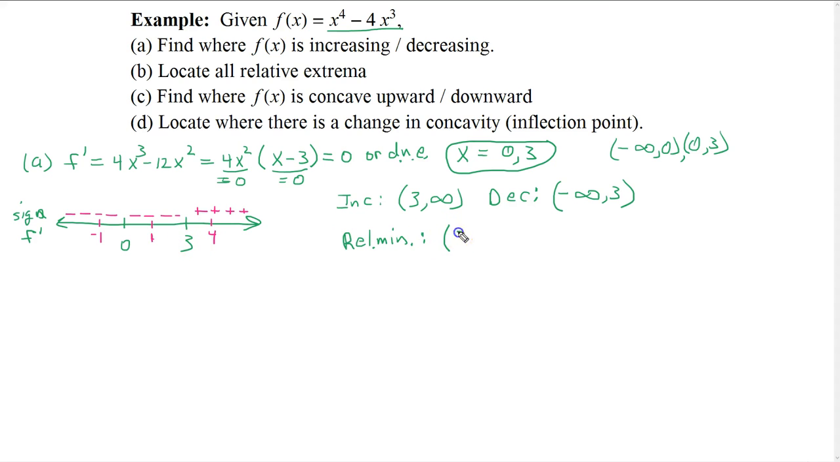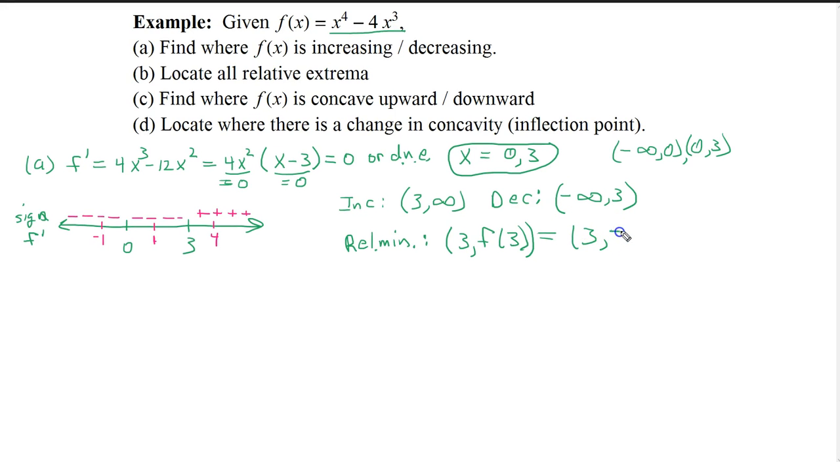So if we take 3 and put 3 into the original function, evaluating 3, putting 3 in for x up here, we're going to get back negative 27 for f of 3. You can just check that out. Just put 3 in for the x up here. So that's where we have a relative extrema, and it's a relative minimum at (3, negative 27).